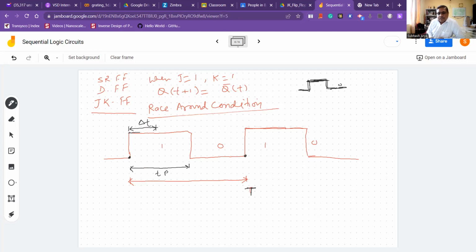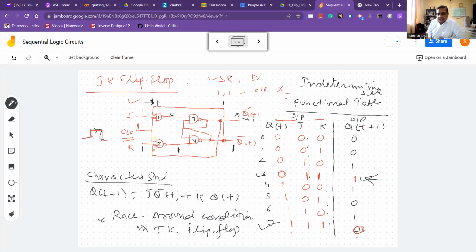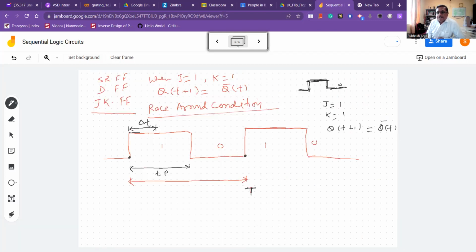Now this is the background. Now let us see J and K. When J is equal to 1 and K is equal to 1, Q(t+1) is equal to Qt bar. That we have seen in this condition, let us revise. J and K are both 1, and the output we can see here is the complement of the previous one. The next output is the complement of the present output. If it is 0, then it is 1. If the present output is 1, the next output is 0.